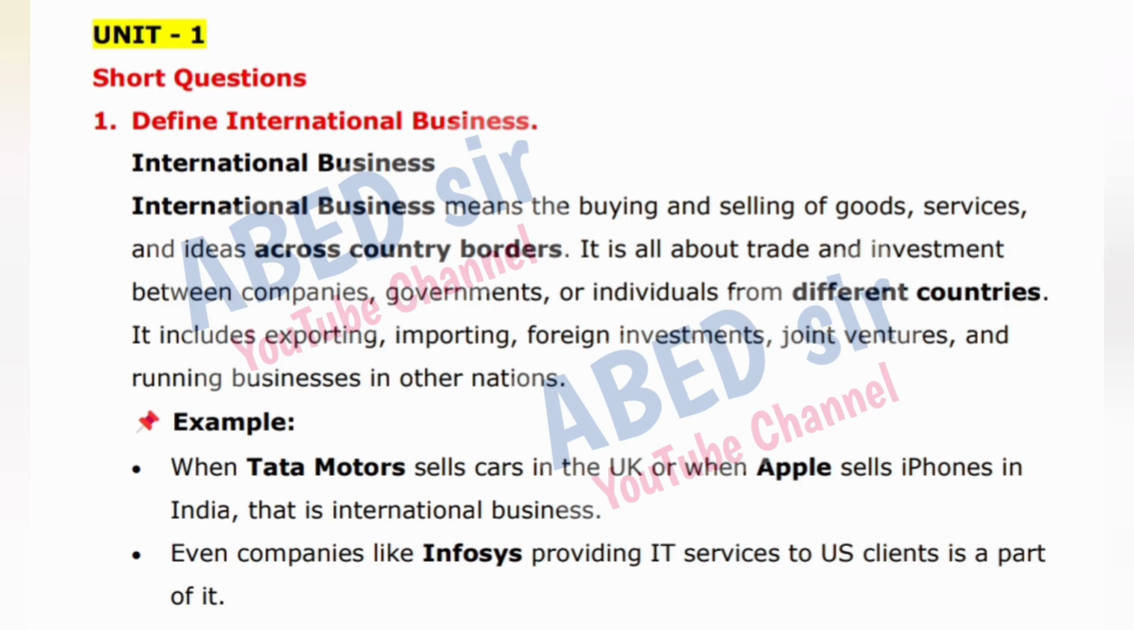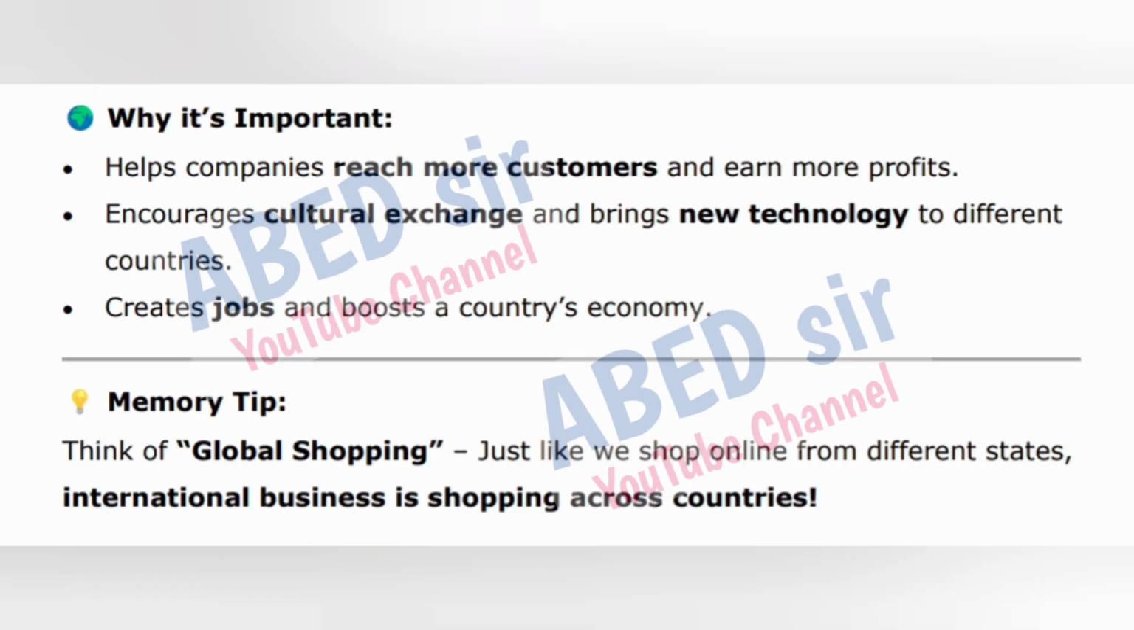Example: when Tata Motors sells cars in the UK or when Apple sells iPhones in India, that is international business. Even companies like Infosys providing IT services to US clients is a part of it. Why it's important? Helps companies reach more customers and earn more profits. Encourages cultural exchange and brings new technology to different countries. Creates jobs and boosts a country's economy. Memory tip: think of global shopping just like we shop online from different states. International business is shopping across countries.